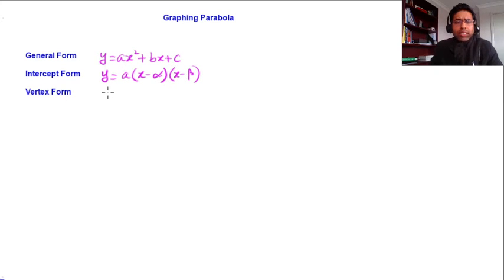And what is the vertex form of the parabolic function? It could be y equal to a of x minus h square plus k. So the vertex, we are talking about the maximum point or minimum point in the parabola, and that maximum or minimum point is h and k. H is the coordinate for x and k is the coordinate for y at that maximum or minimum point.